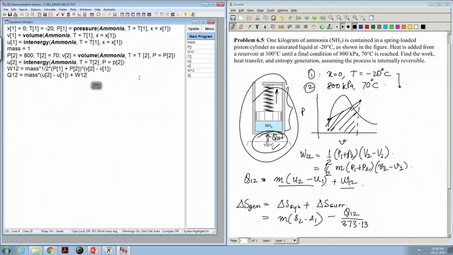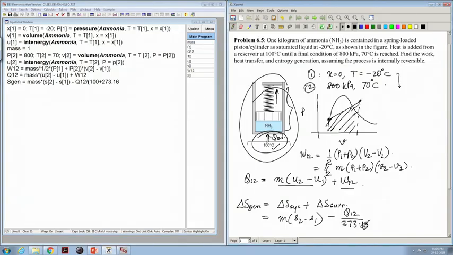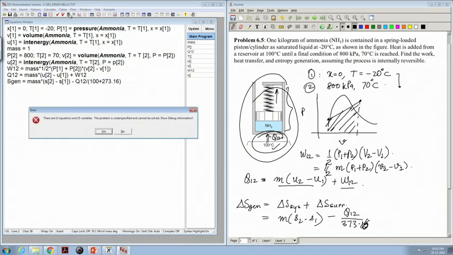So, then let us write down minus Q12 divided by the temperature, which has to be converted to Kelvin. Okay, so let us see what the Sgen is.